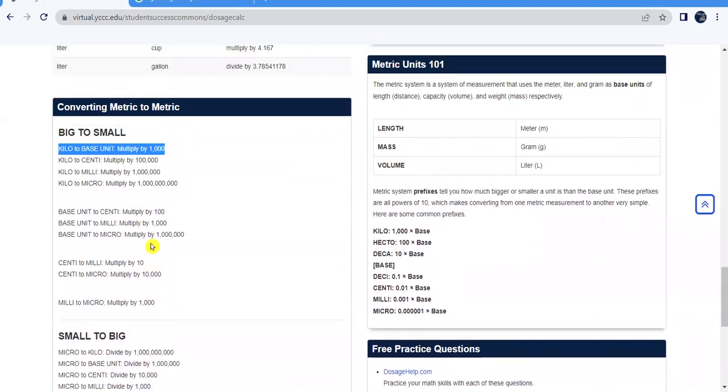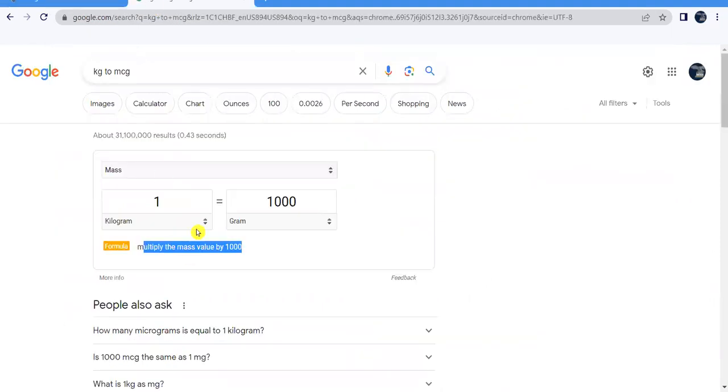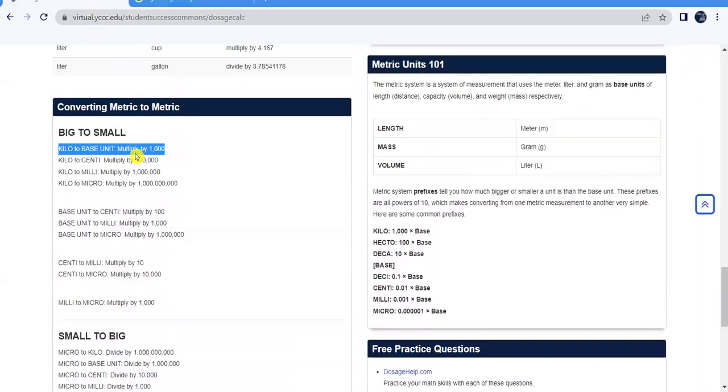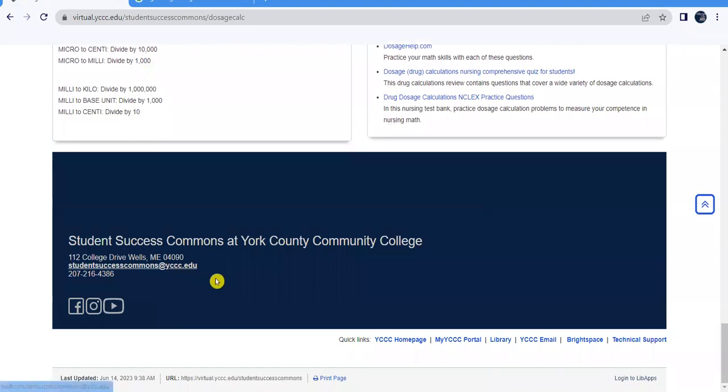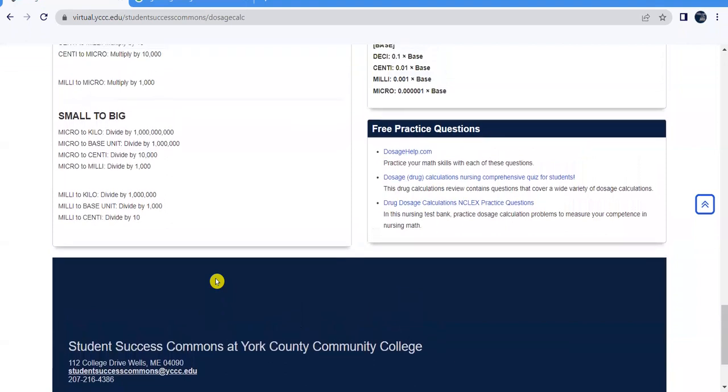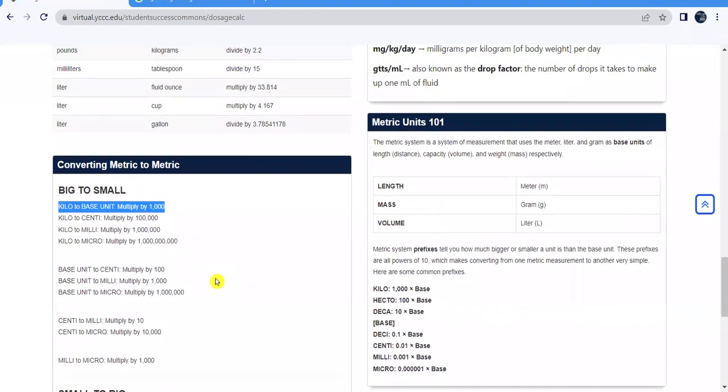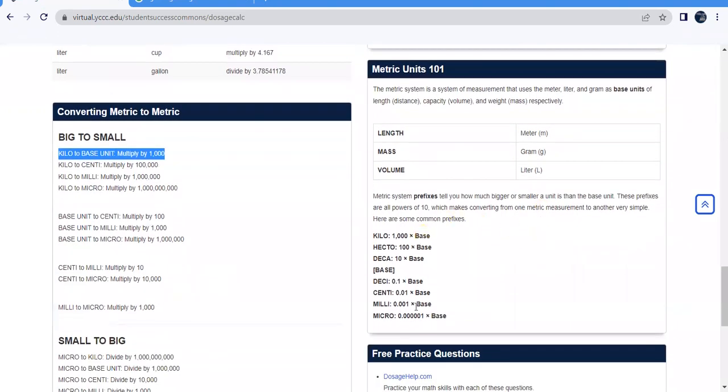Take 49.6 grams and convert it into micrograms. Try it using the table, and then you can always double check your work here. There are other websites you can double check your work too. This is just the easiest because you just literally type it in. But definitely give it a shot. If you have any questions, please feel free to reach out to us, Student Success Commons at yccc.edu, and a math tutor can connect with you. But it's definitely going to be helpful to make sure you know what we mean when we say the base units, what the prefixes are, and how to convert from one unit to the other.